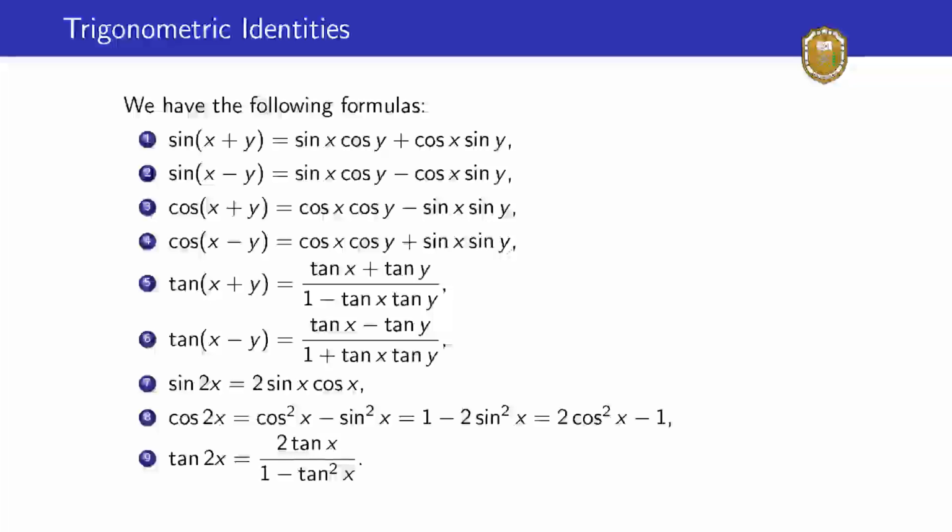Lastly, we have what we call the double angle formula for tan, and this is tan 2x is equal to 2 tan x over 1 - tan² x. This is obtained from formula number 5 by setting x equal to y.